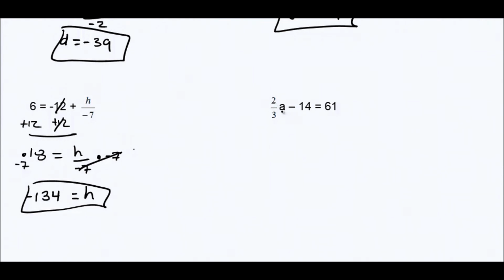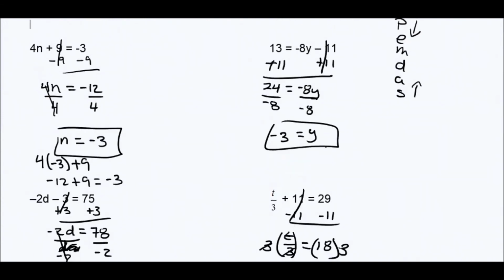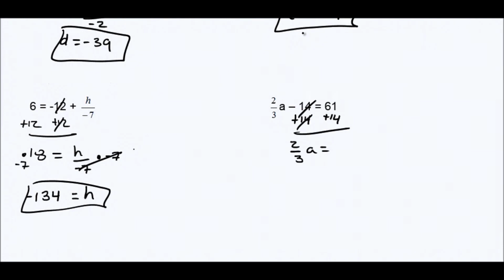Okay, so I got 2/3 a minus 14 equals 61. So right here, what I'm going to do is add both sides by 14 so that I could eliminate the -14. That zeroes it out. So I'm left with 2/3 a is equal to 61 plus 14. Okay, so this is 75. I'm just adding up and down. 4, 5, 6, 7, so 75.